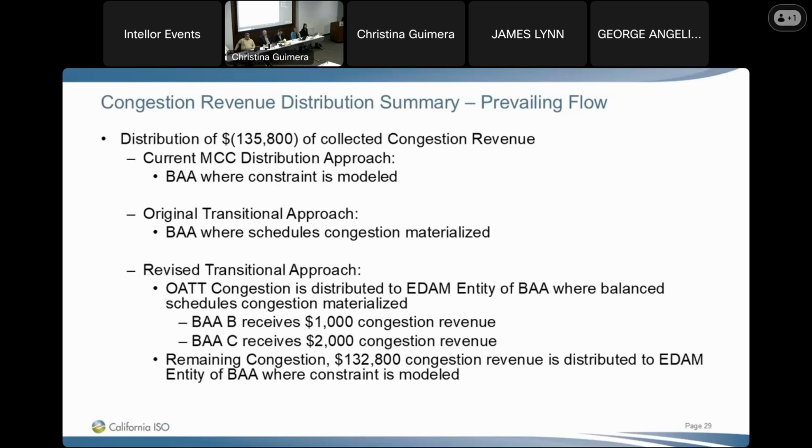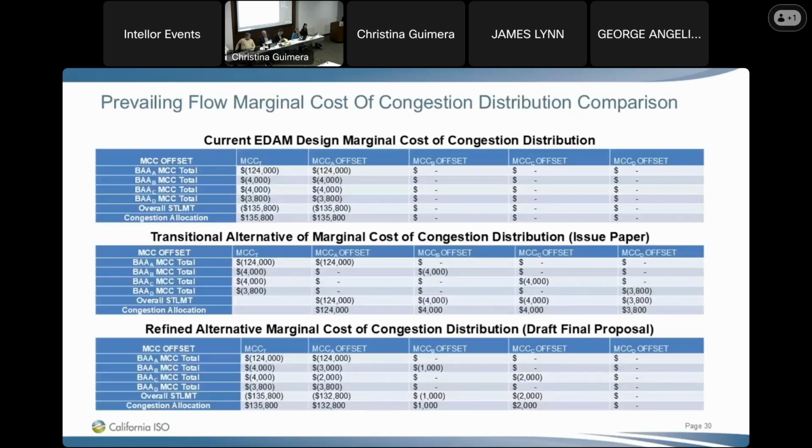Now, I'm going to open this up for quick questions on the prevailing flow. I went real quickly. Oh, sorry. One more slide, the comparative slide. So, as you see, I just described basically how it was set up. In the congestion offset for BAA, the original design would have 135,800 going to BAA, nothing to BAB, BAC, BAD. In the transitional measure, as we described before, there was a distribution: 124,000 BAA, 4,000 BAB, 4,000 BAC, 3,800 BAD.